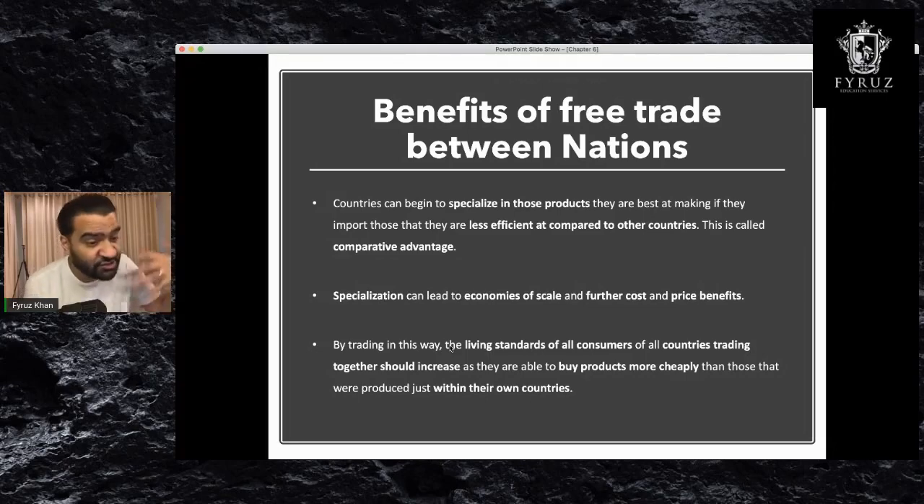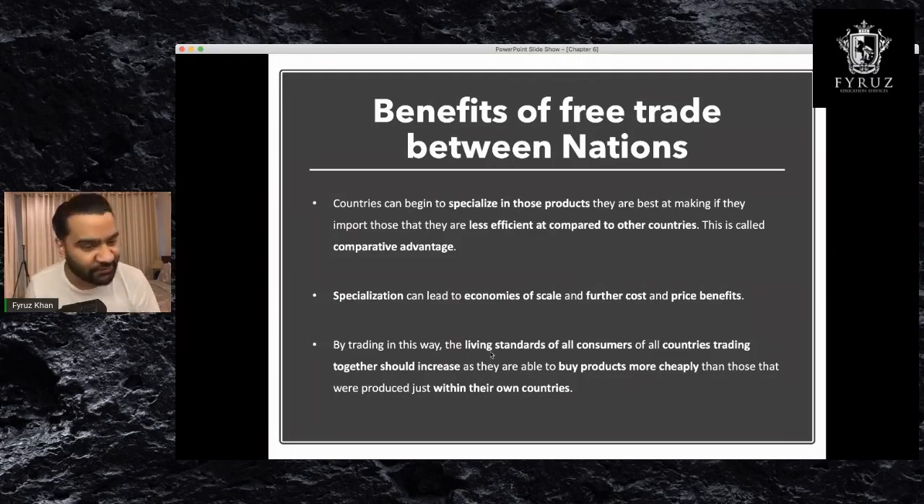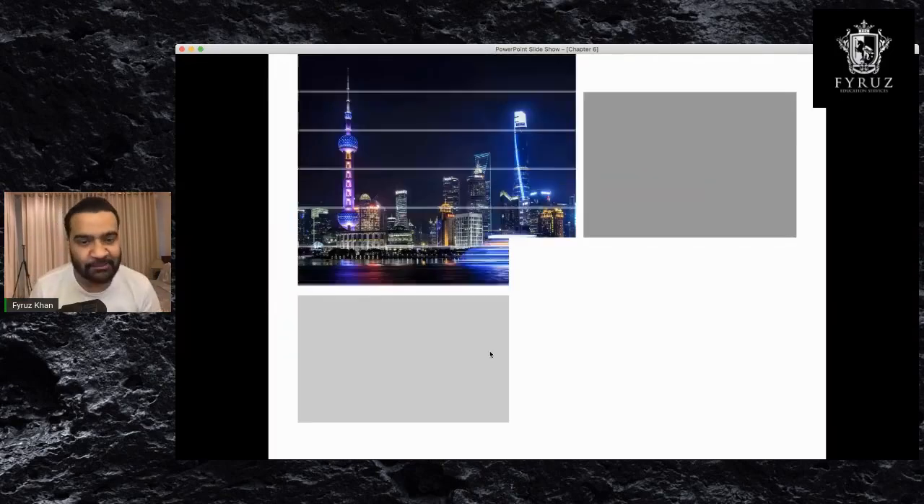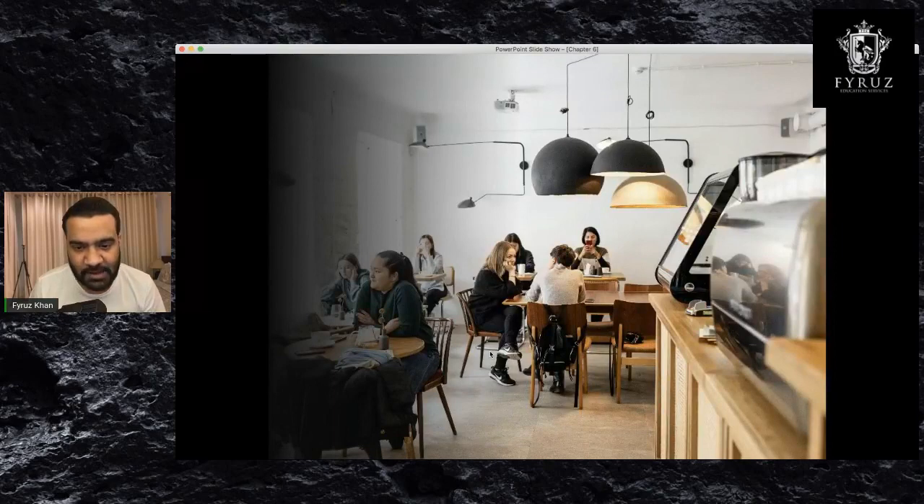And specialization is good. If you just focus on one thing, specialization is good because it leads to economies of scale. It'll make you more competent. And when you bring foreign goods and foreign products, it will increase your living standard. Okay, I've given you an example of a smartphone, or the concept of internet, right?